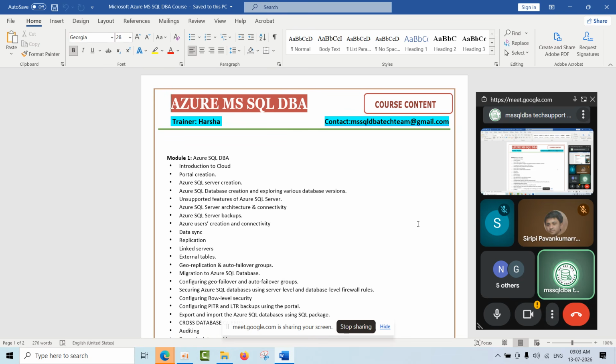Basically, the course is designed for Microsoft SQL Server professionals who have experience on-prem. We want to have the same knowledge in Azure as well. In Azure, we have different flavors. If you have on-prem knowledge, it is very easy to understand this course. This is only for people who have experience on the on-prem Microsoft SQL Server.